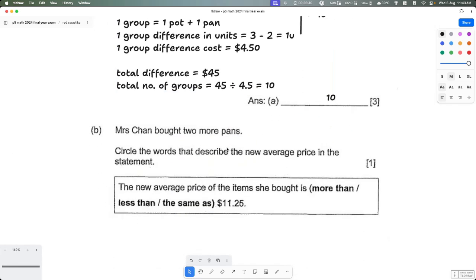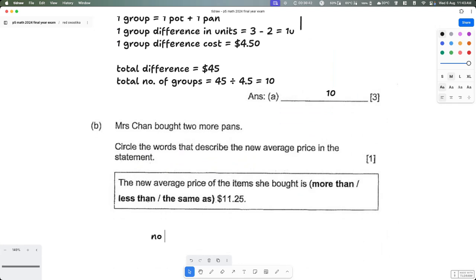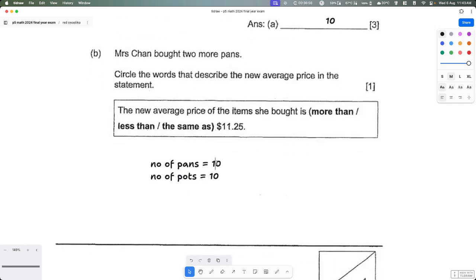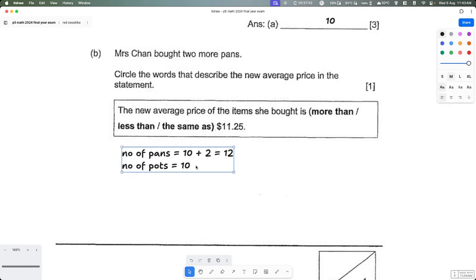The number of pens is equal to 10. The number of pots is also 10 because it's the same, right? 10 pots, not 10 pens. Pens is plus 2, equal to 12. So this is the total, right? Cost of all pens is equal to 12.